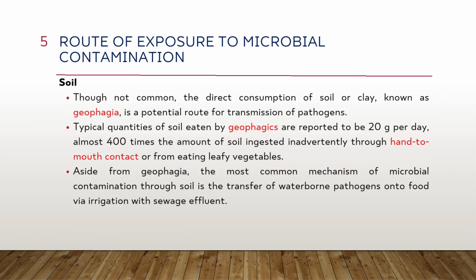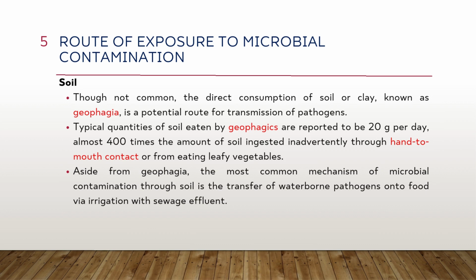The soil environment, we interact regularly with the soil environment for so many reasons. As kids, we have a condition where some kids eat soil directly. They are called geophagics, and the condition is called geophagia. In the course of eating soil directly, it's a potential route of transmission of pathogens into the system. Also, aside from eating the soil directly, hand to mouth contact and eating leafy vegetables can also be a potential route of transmission of pathogens.